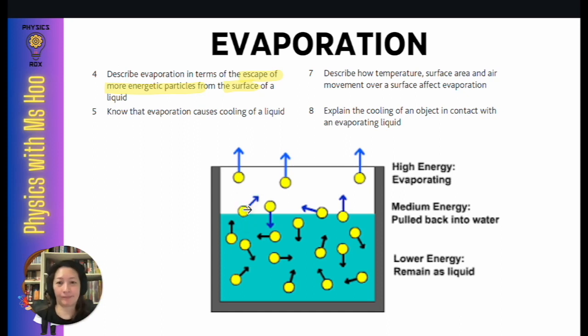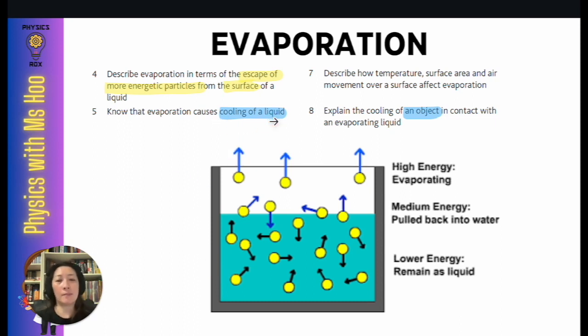and then escape out into the air. So the reason why there is a cooling of the liquid, as well as cooling of any object in contact with the evaporating liquid, is because those energetic particles have absorbed energy from them. Like I mentioned just now, the energetic particles have absorbed energy from the other liquid particles or from the surroundings, for example the beaker. Because the liquid and the beaker have lost energy, that's why they have a cooling effect.